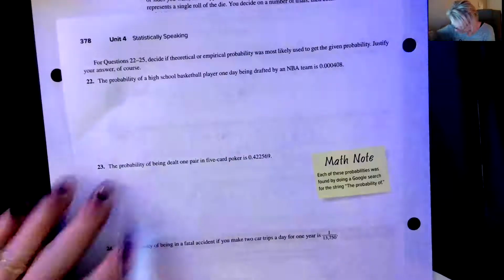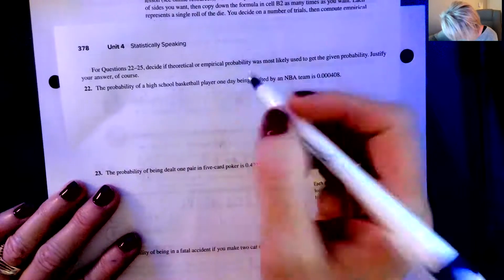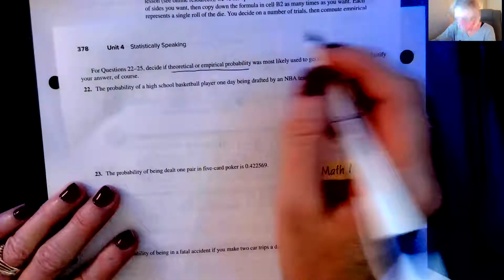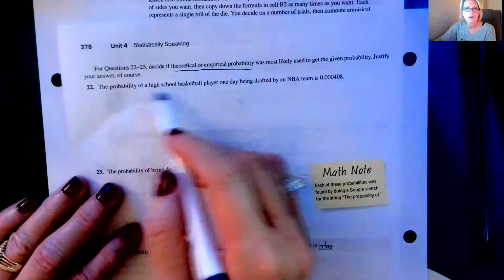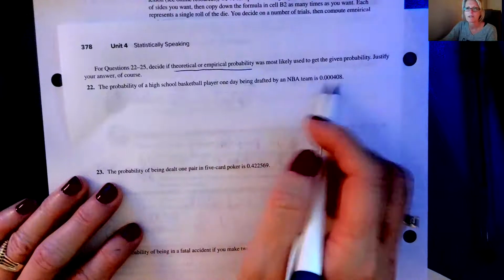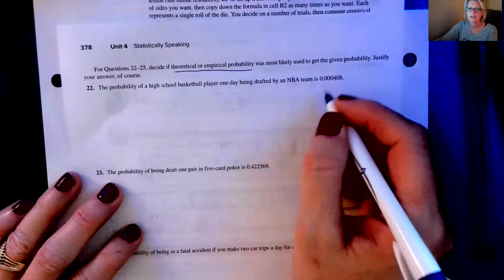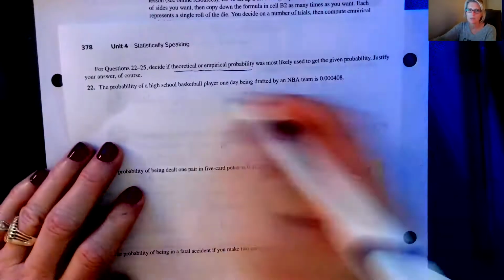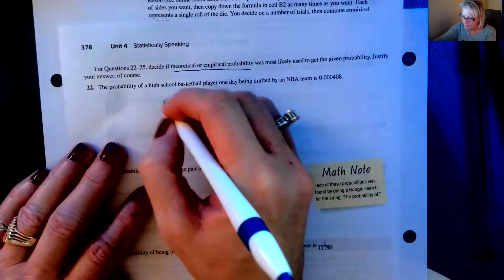So on the last 4 questions, we're going to decide if theoretical or empirical probability was most likely used to get the given probability. The probability of a high school basketball player one day being drafted by an NBA team is this. And they're not all equally likely outcomes, right? So it would have to be empirical.